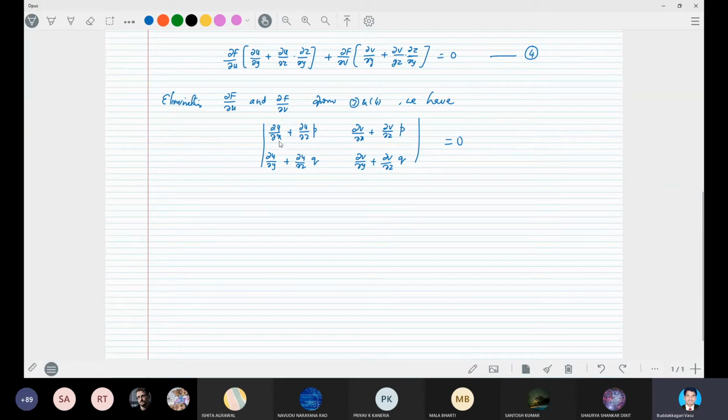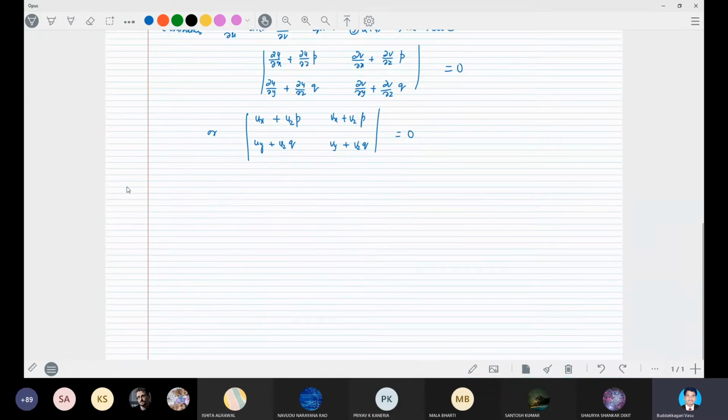and using the short form of dou u by dou x as ux, uy, uz, vx, vy, vz, we rewrite this into the simple form where dou u by dou x is ux: ux plus uz into p, uy plus uz into q, vx plus vz into p, vy plus vz into q is equal to 0, right?